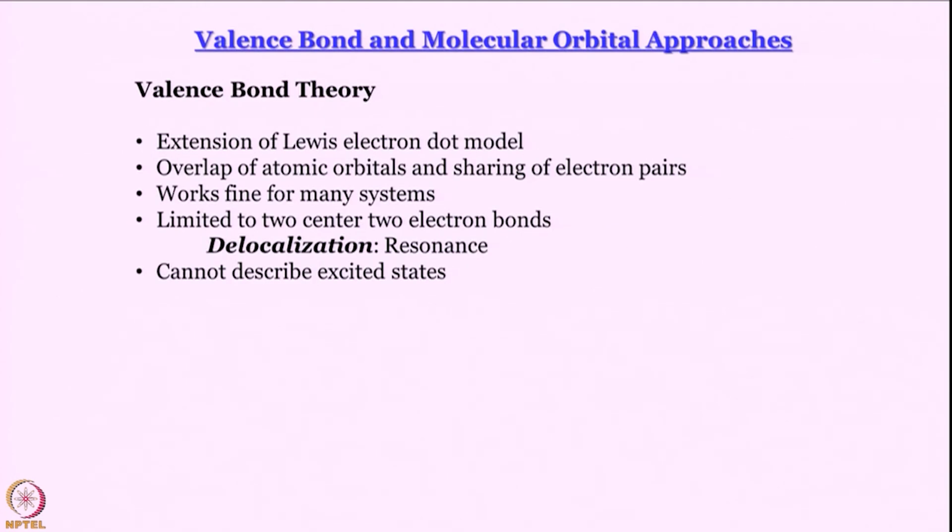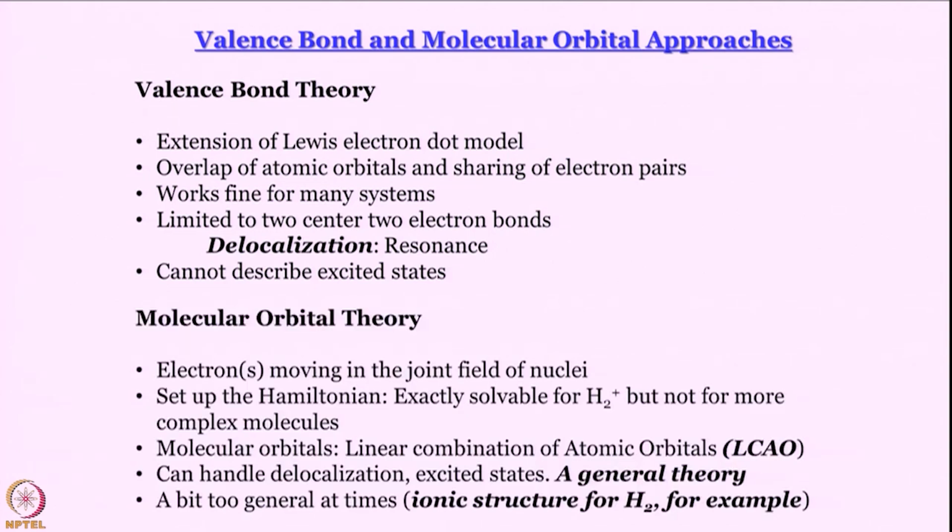Now there are two approaches to bonding. In valence bond theory, we essentially extend the Lewis electron dot model and retain the concept of overlap of atomic orbitals and sharing of electron pairs. It is just that we write it in the language of quantum mechanics, and it works fine for many systems. What it cannot handle is delocalization, and it gives us very limited access to excited states. I mean, it can talk about the singlet and triplet states of dihydrogen, for example, but there are many states that are not accessible. As we will see, molecular orbital theory can give us access to many more things.